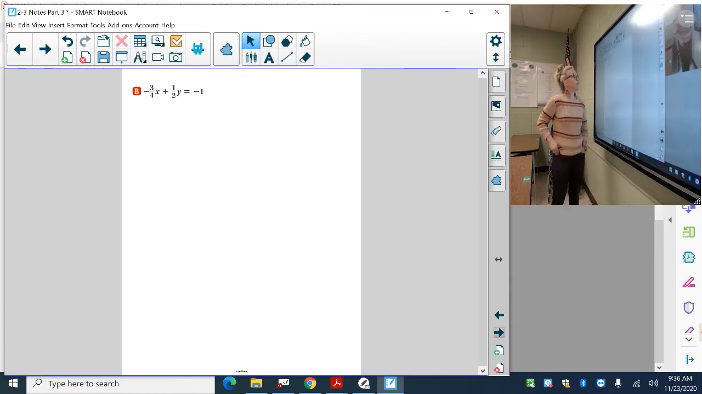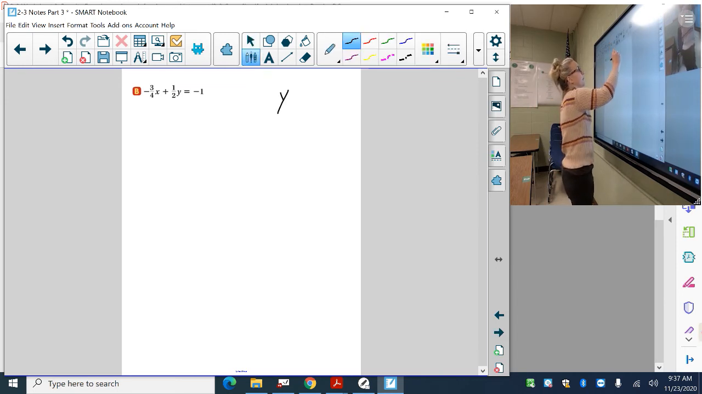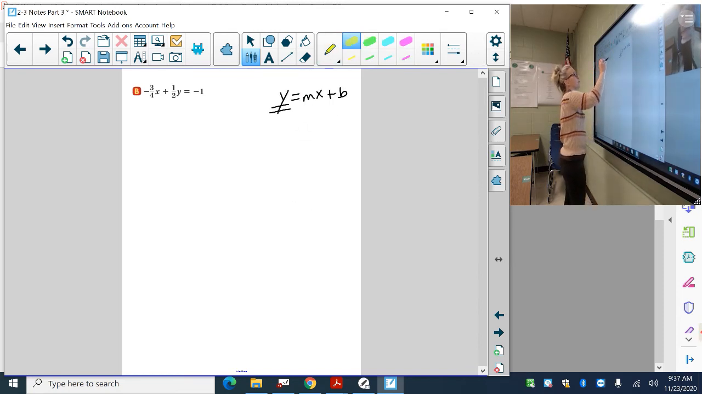So I have -3/4 x plus 1/2 y equals -1. What's the slope and what's the y-intercept of that equation, excuse me? Well, I can't know that until it's in the right order. It has to be in the form y equals mx plus b in order to find the slope and the y-intercept. And it's not. So we have to solve the equation for y. So let's go back to our highlighter.